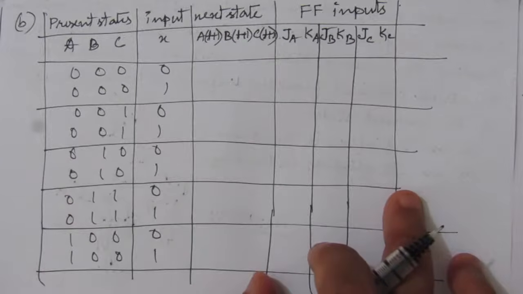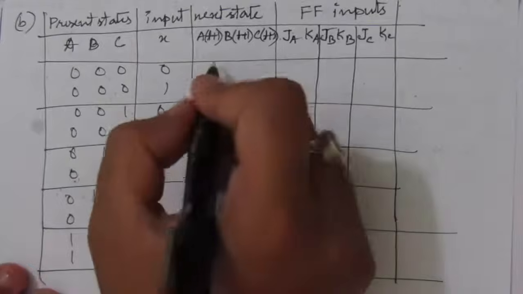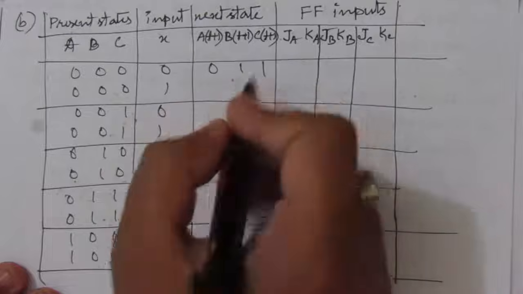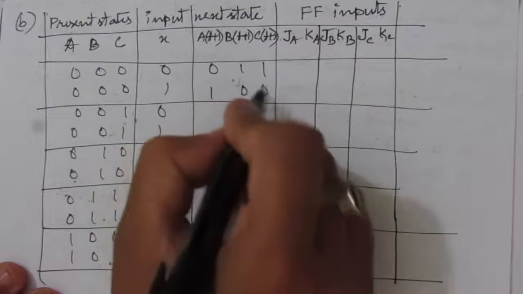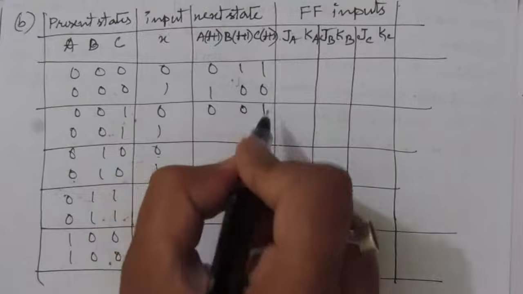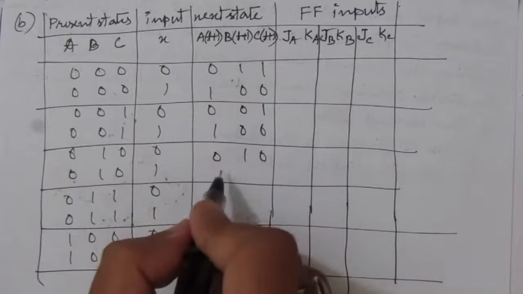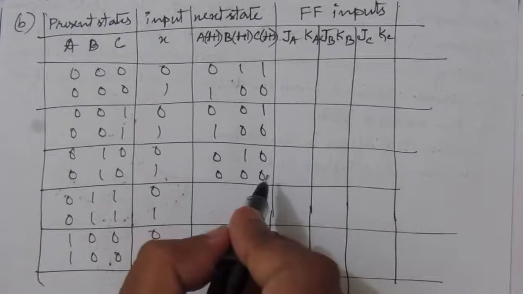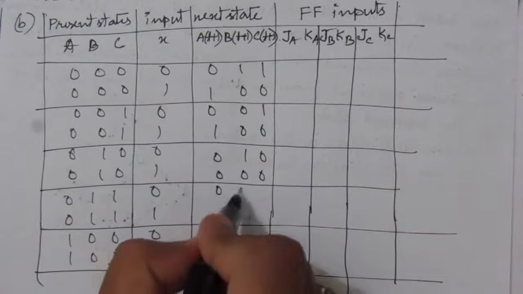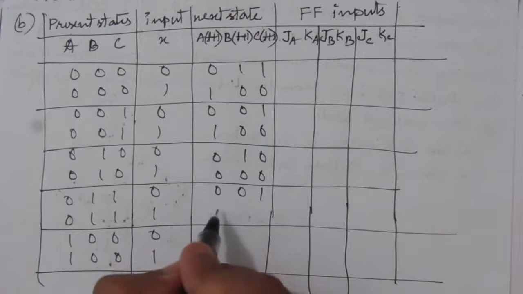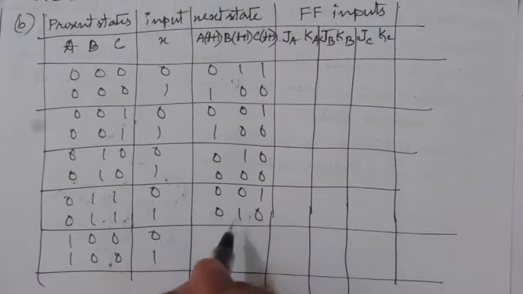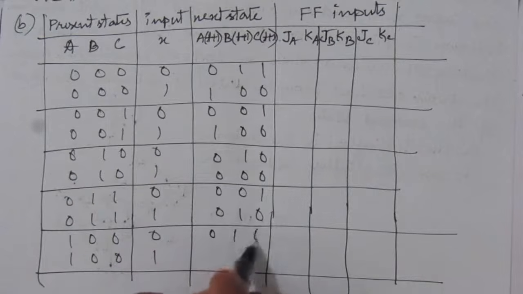Now we'll write down the next state from the first state table. From this state table we will write down this one. So here we'll have 0 1 1 1, 0 0 0 0, 1 1 0 0, 0 1 0 0, 0 0, 0 0 1 0, 1 0 0 1, 0 0 1 1.